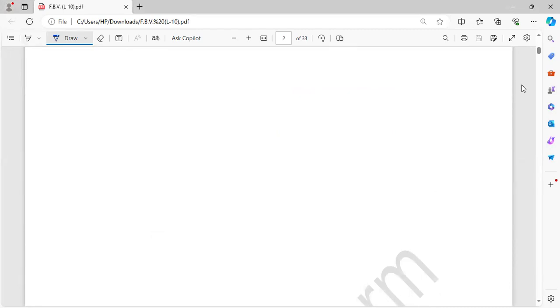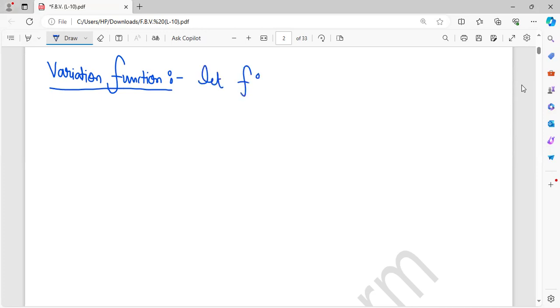So what is the variation function? Variation function, or you can say total variation function, same thing. So I am saying variation function. Let f from closed interval [a, b] to R be a function of bounded variation.